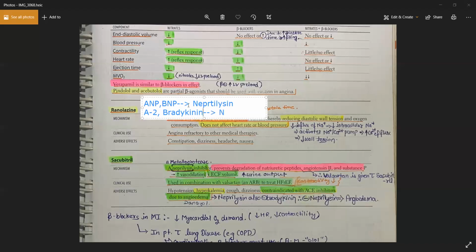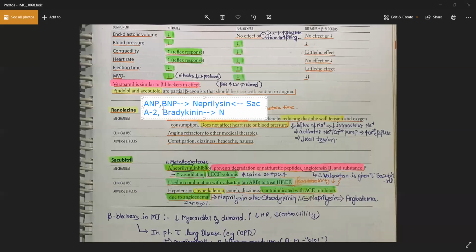They all will be degraded by the neprilysin. Now, if you give the patient sacubitril, which is this neprilysin inhibitor, what's going to happen? It's not going to break them down. It's going to vasodilate. So ultimately, the ANP, BNP level will rise.